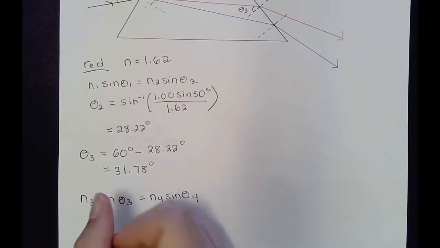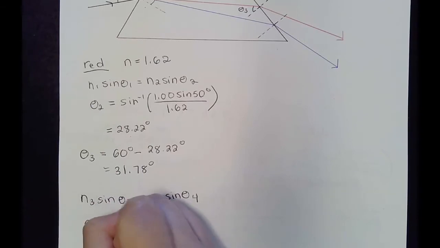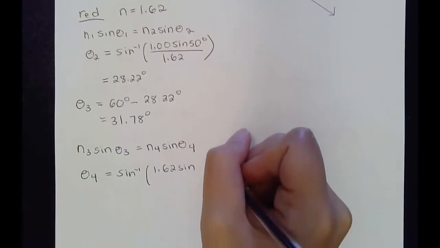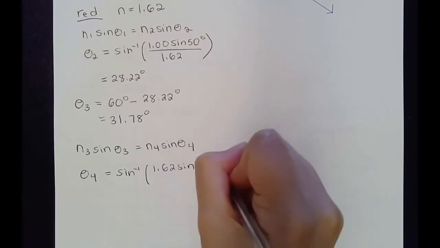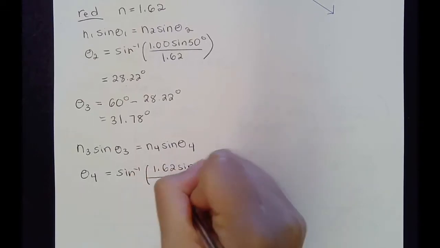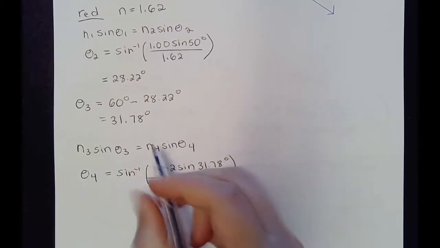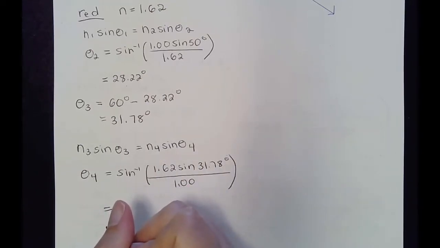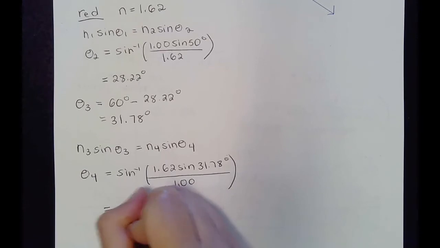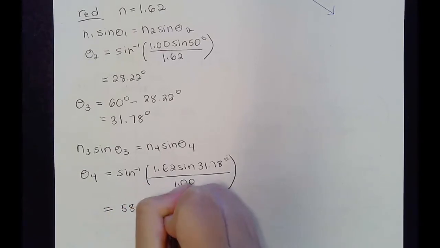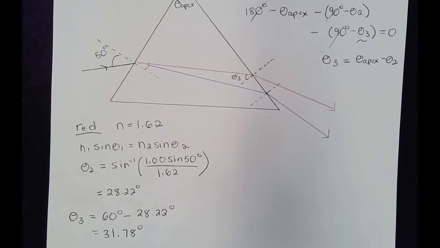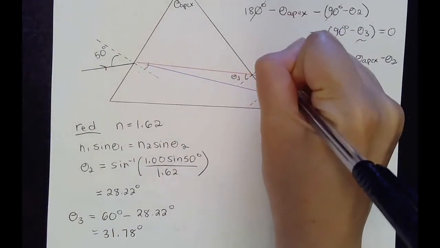And we end up with theta 4 equal to sine inverse 1.62 sine 31.78 over 1 for air, since it's going back to air. That's our N4. And then our final angle of refraction out of the prism for red light is 58.56 degrees. So that angle we found, just to flip back up, is here, theta 4.